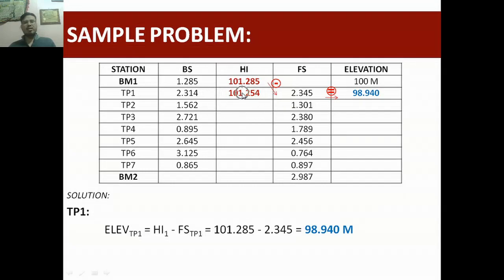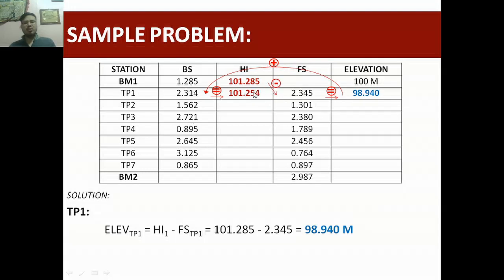Now, where did the 101.254 come from? That is the height of instrument at turning point 1. So how did we get this value? The pattern is like this. From here you jump, plus. Every time you jump over to the backside it is plus. There is no negative backside, no backside that is minus. If you read your notes, the backside is sometimes called the plus side, and the foresight is sometimes called the minus side. There is no plus foresight and no minus backside. So all backsides are plus, all foresights are minus.